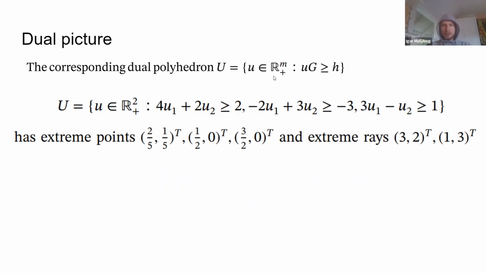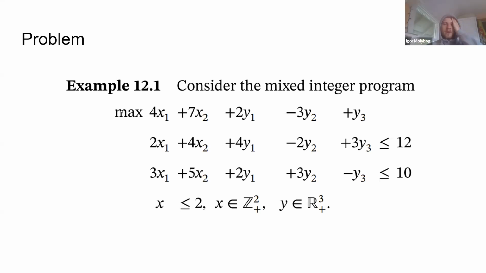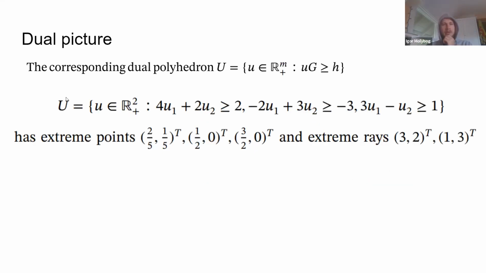The corresponding dual polyhedron, as we have defined it, will take the following form: U being equal to the set of, first of all, we have two dual variables. So the corresponding U is going to be a subset of a two-dimensional space. In this case, we will denote the variables U1 and U2. Since we have five variables, there must be five constraints in the dual defining the dual space. But here we have only three.